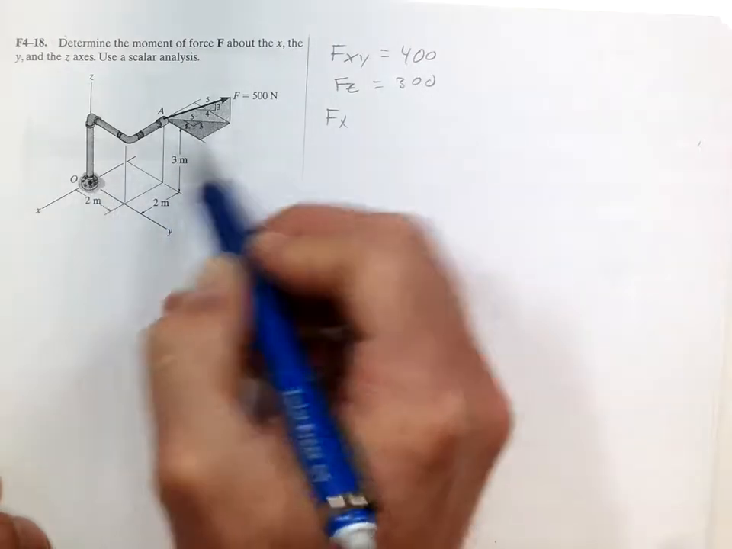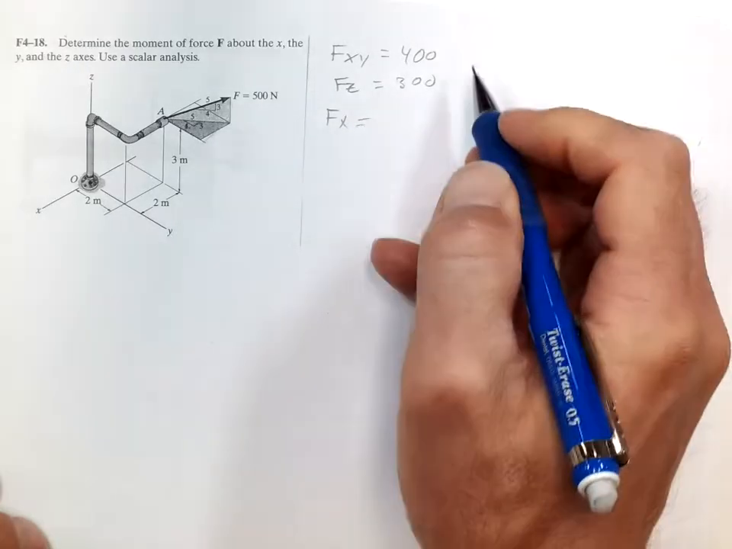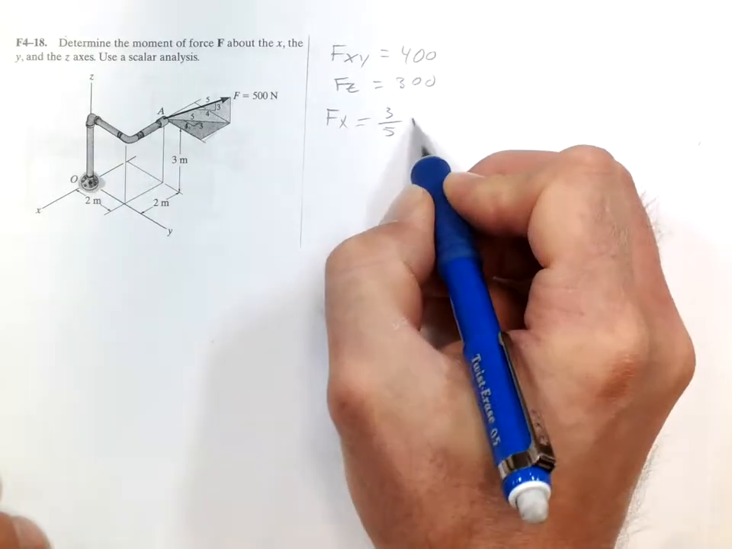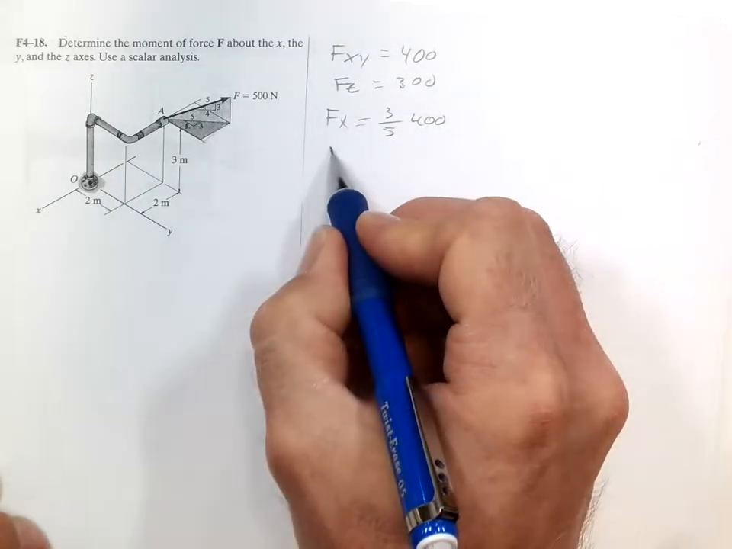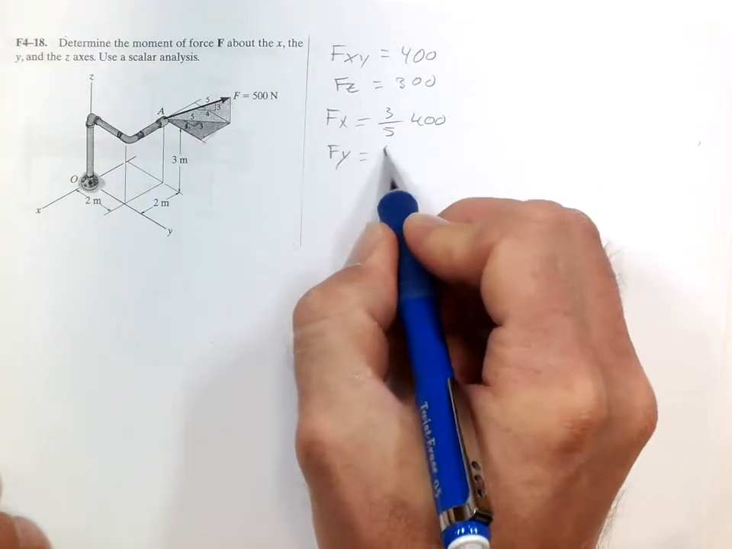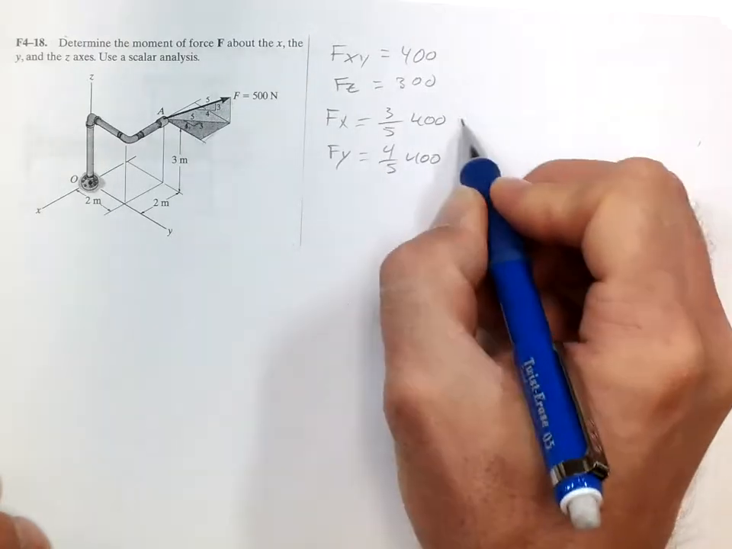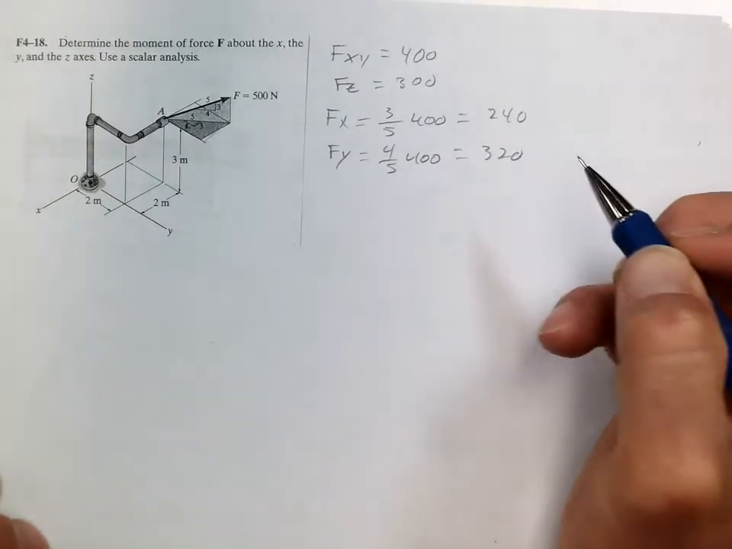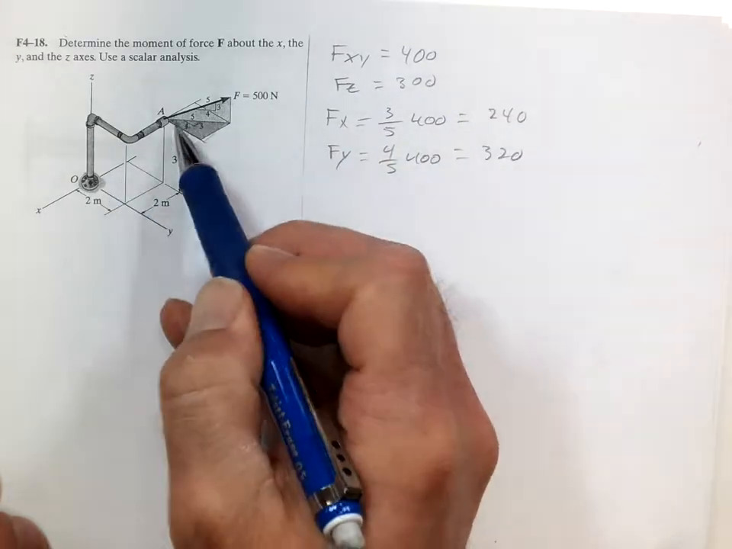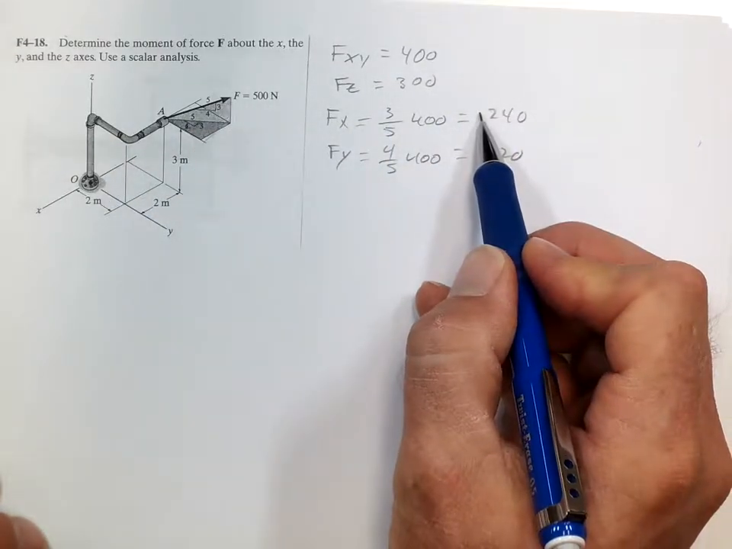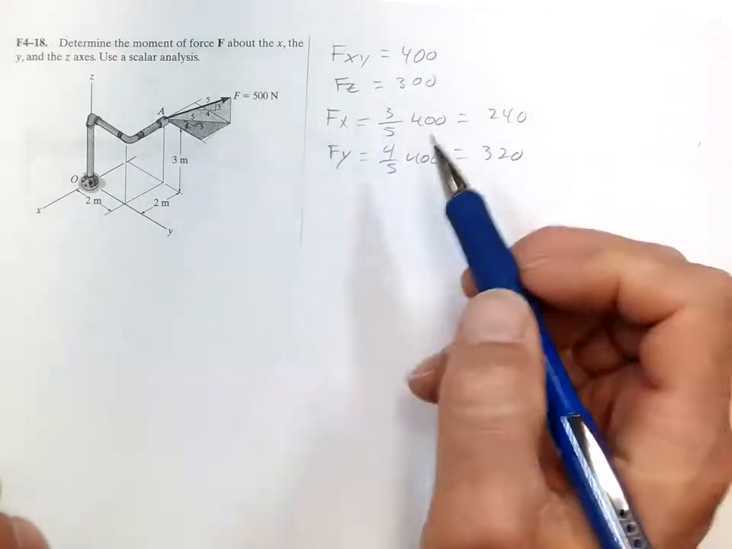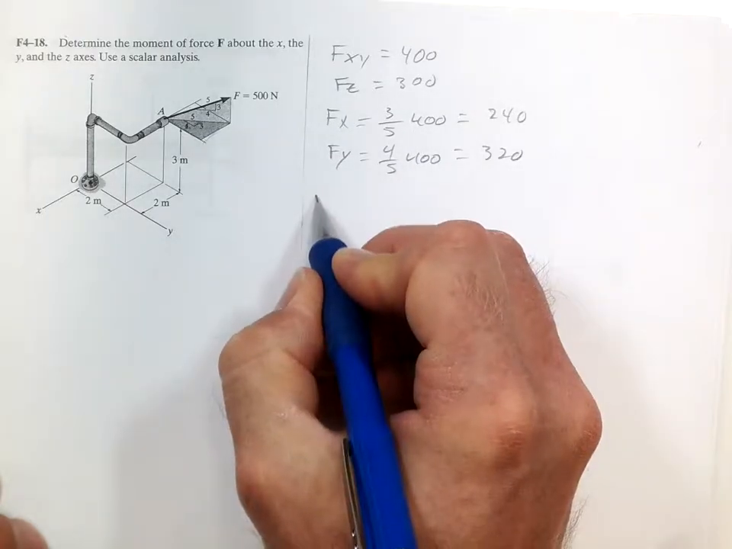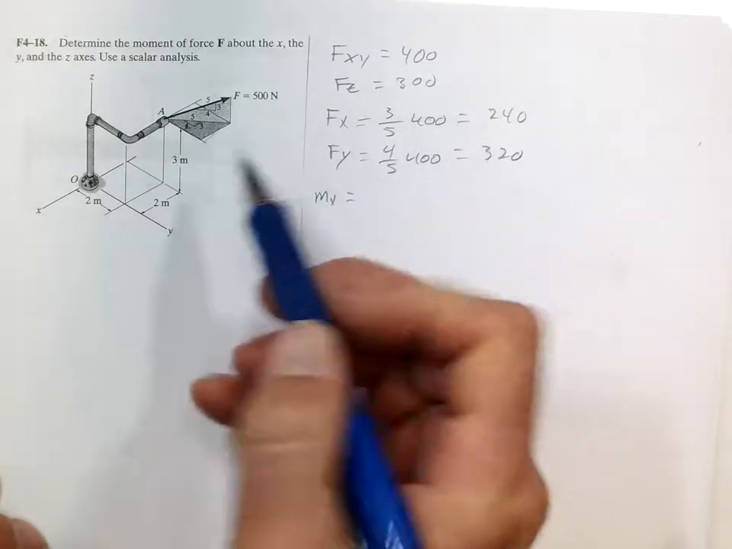So the x component here is going to be 3/5 of 400, and the Fy will be 4/5 of 400, and that equals 240 and 320. Now the x component is negative, so we could call that the negative direction, but I think the direction is clear in the picture.